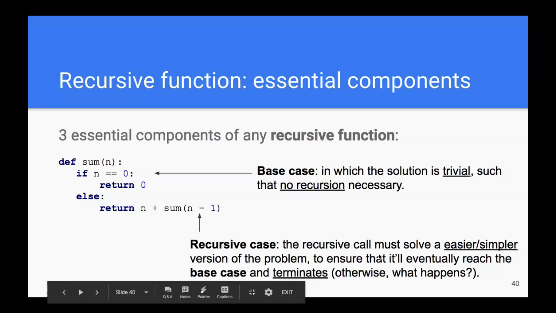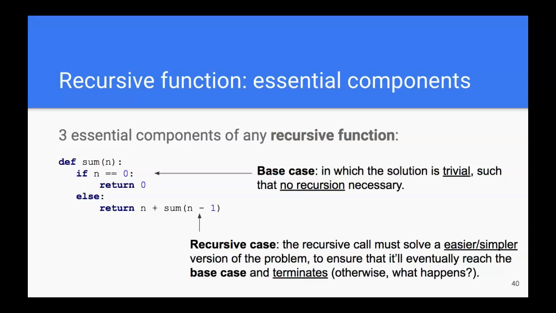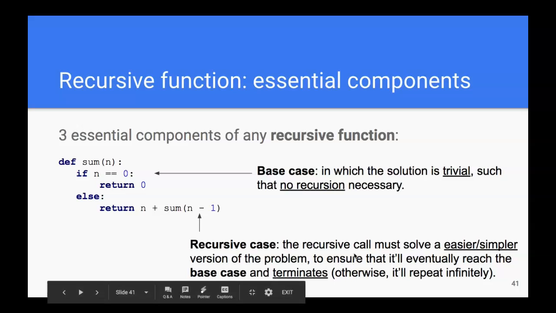If it's not an easier or simpler problem, what might happen? As we saw, if it doesn't bring us closer to the base case, then your recursive call is going to become infinite recursive calls, and it will never terminate, and that's not good, right? So make sure in your recursive call it's always something easier, something a little simpler.